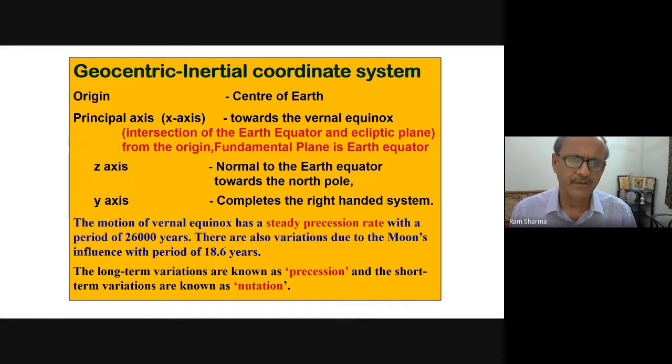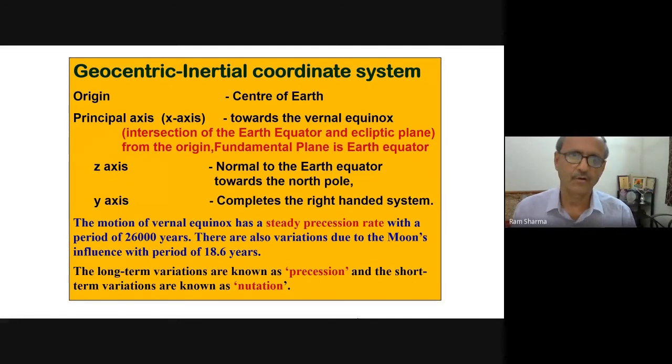So it's not fixed, because Earth also gets attracted by other planets, the Sun, the Moon, and others. So that effect will be there. There are also variations due to the Moon's influence, with a period of around 18.6 years. The long-term variations are known as precession, and the short-term variations are known as nutation. Precession is basically from the Sun's attraction, and the short periodic variations are from the Moon's attraction.